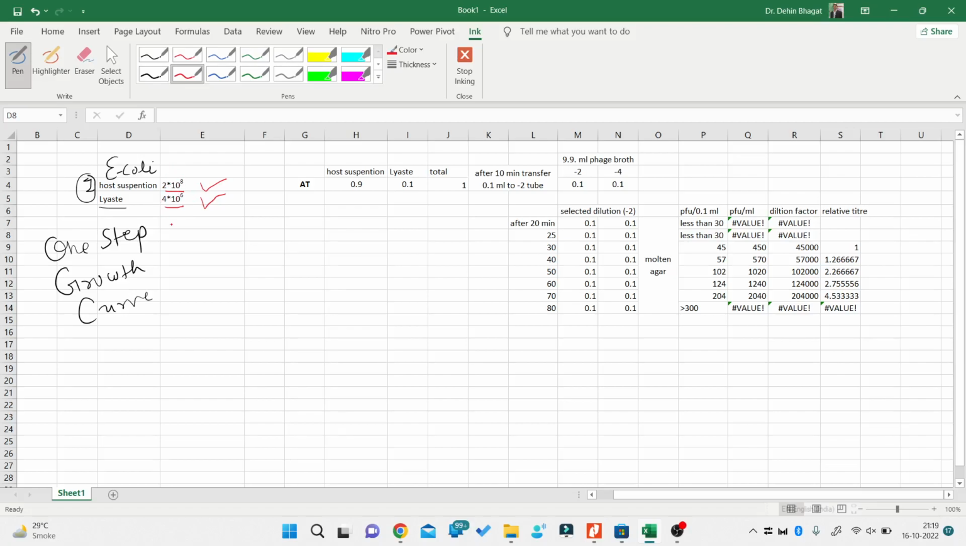It means that in the beginning of the practical, we are aware that we have this number of E. coli cells, and we mix this number of E. coli cells with this number of virion particles, right?